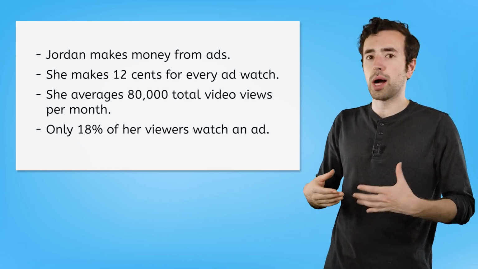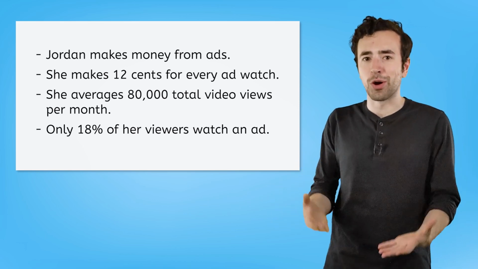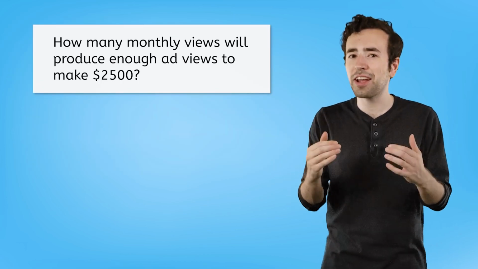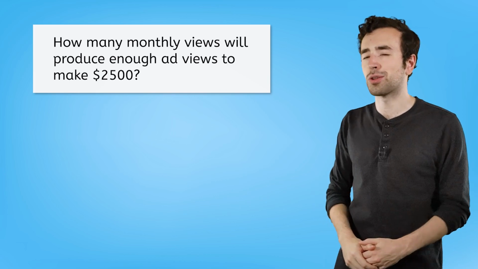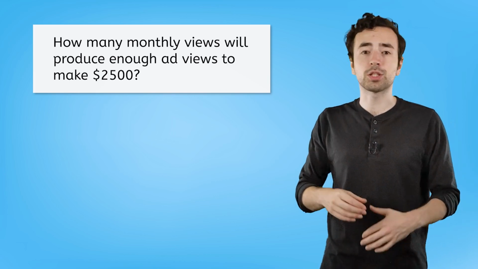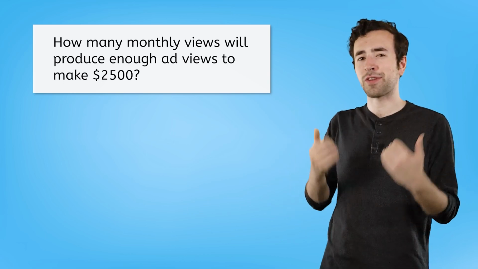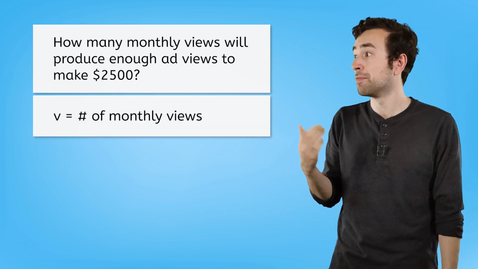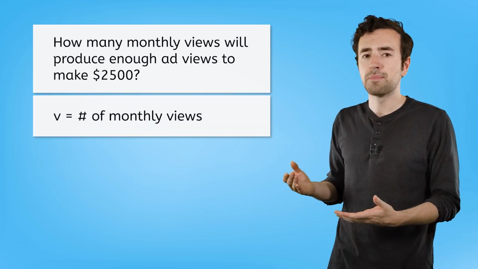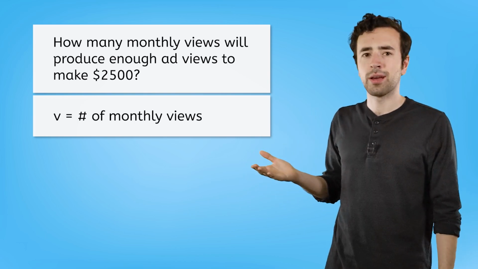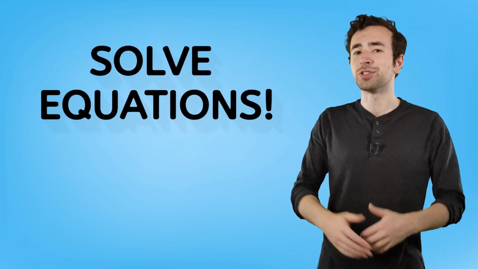So we know a lot, but what we don't know is how many monthly views will produce enough ad views to make $2,500 in a month. Since we don't know what the number of monthly views is, I can use a variable to represent it, like V for views. But how do I find the value of a variable like V? We're going to have to learn how to solve equations to do that.